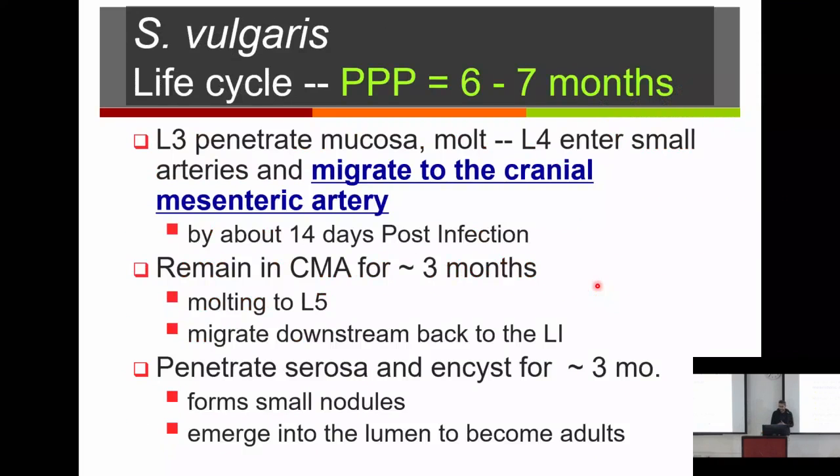For the life cycle, that's really important. Let's start with the life cycle of Strongylus vulgaris.